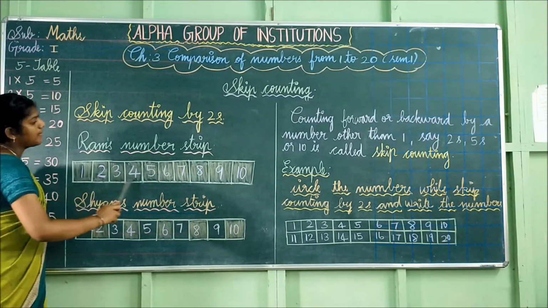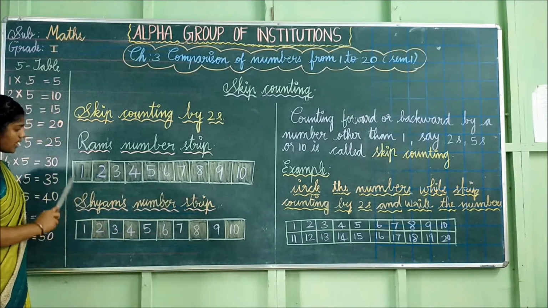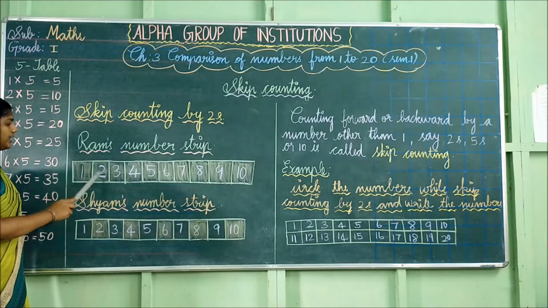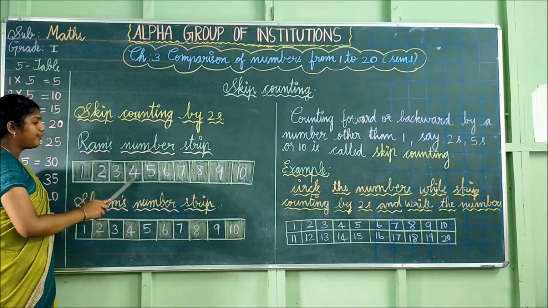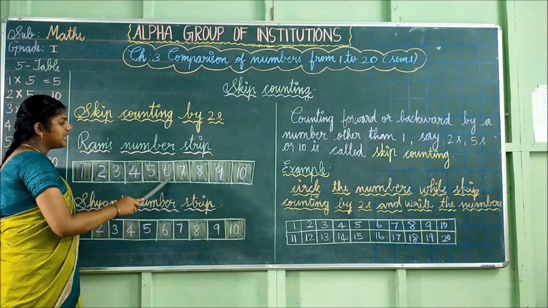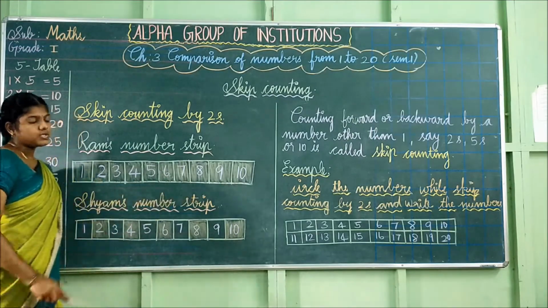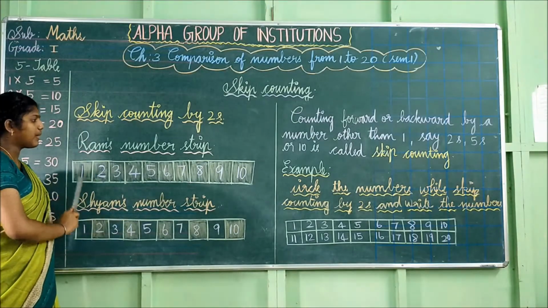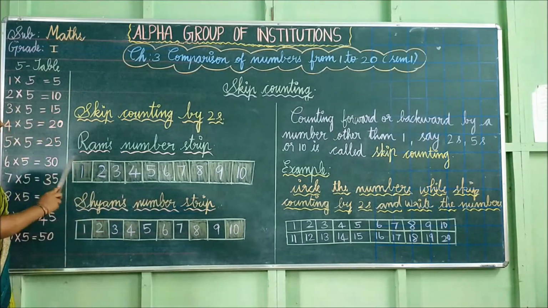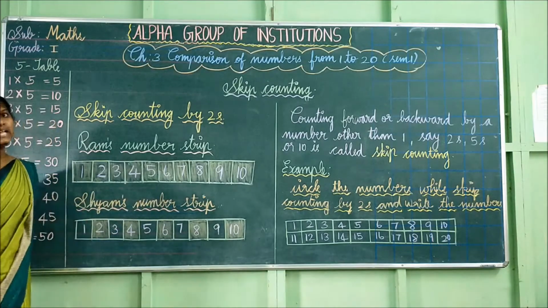So see here, Ram has colored all the numbers. What are the numbers here? 1, 2, 3, 4, 5, 6, 7, 8, 9 and 10. So here are the numbers from 1 to 10. So Ram has colored all the 10 numbers.